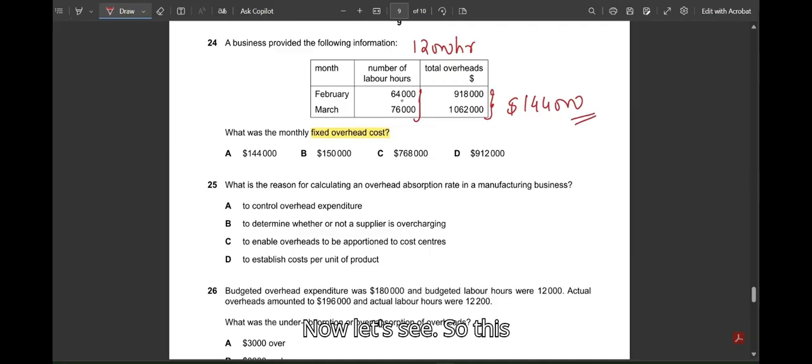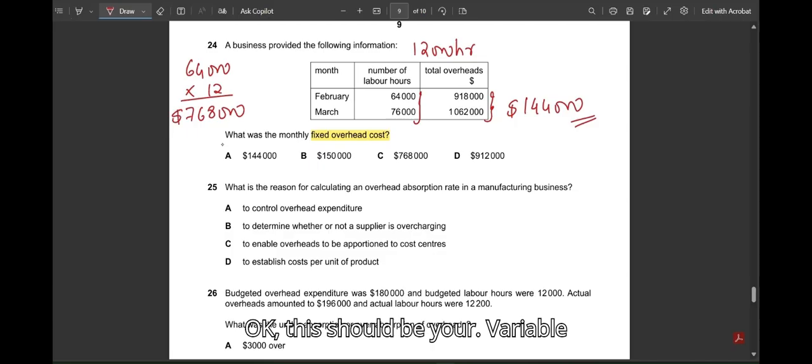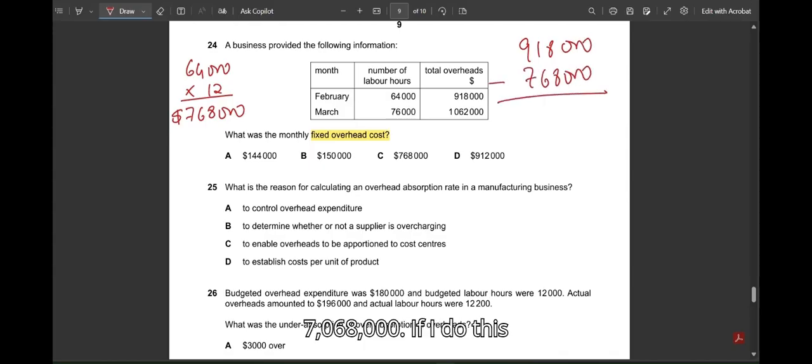Now let's see. This 64,000, this is my total hour. If I multiply by the variable overhead per labor hour, so this should come to how much? 64 into 12, this should come to 7 lakh 68,000. This should be your variable overhead, but the total overhead is coming to how much? 9 lakh 18,000. So I will take the difference, 9 lakh 18,000 minus 7 lakh 68,000. It will come to 1 lakh 50,000. So this is nothing but my fixed overhead.